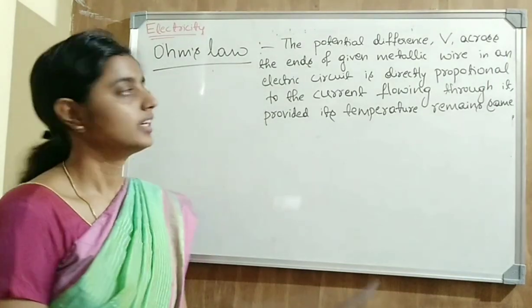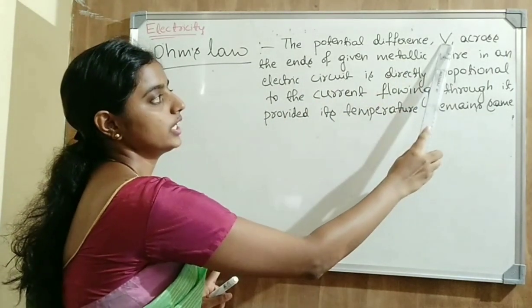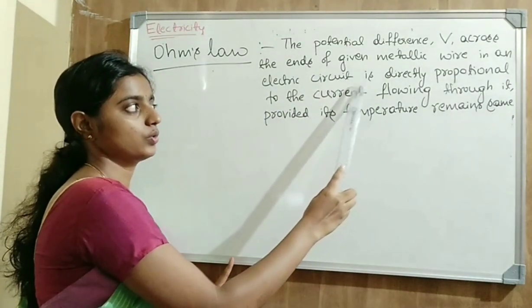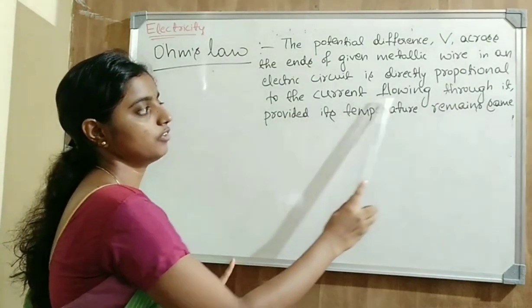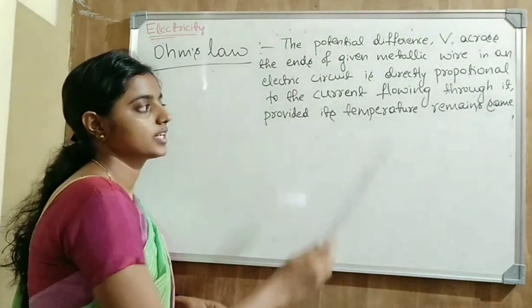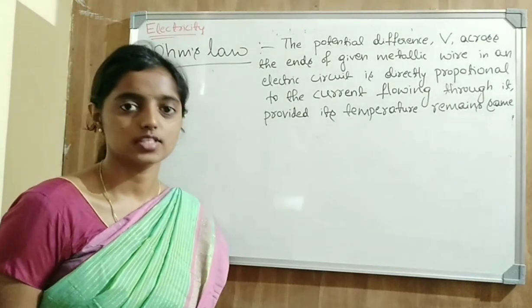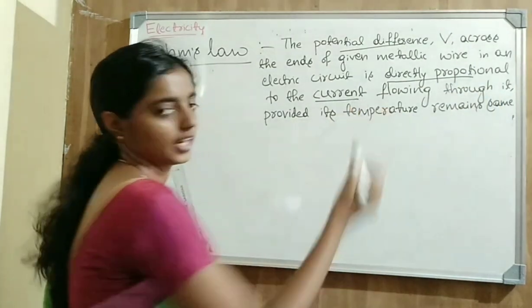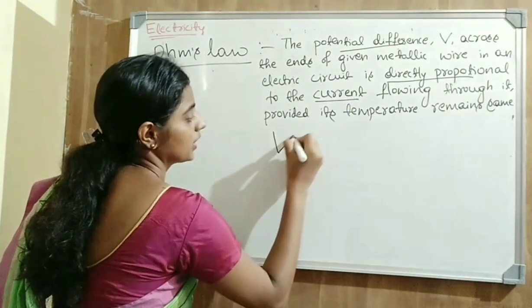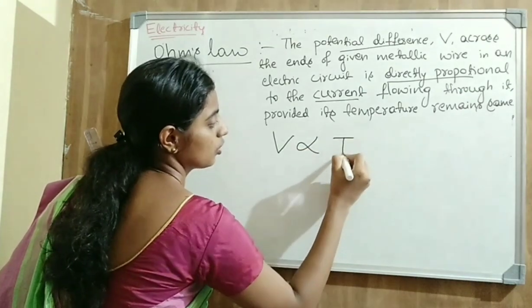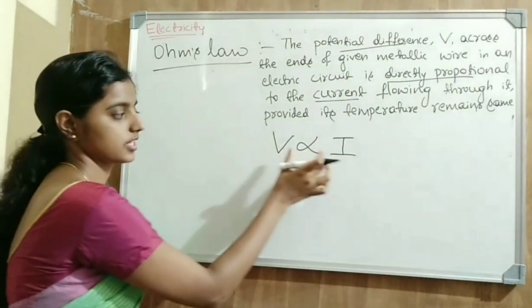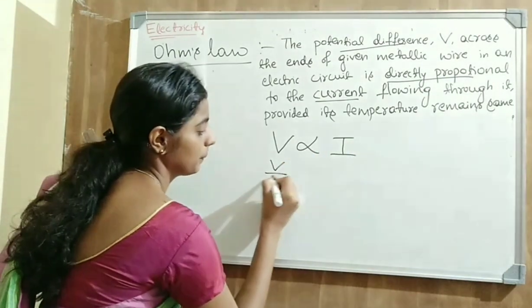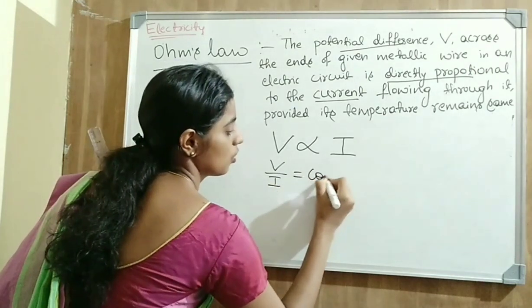Ohm's Law states that the potential difference V across the ends of a given metallic wire in an electric circuit is directly proportional to the current flowing through it, provided its temperature remains constant. See, potential difference is directly proportional to what? Current. So it can be written as V is directly proportional to I, and next it is written as V by I is equal to constant.